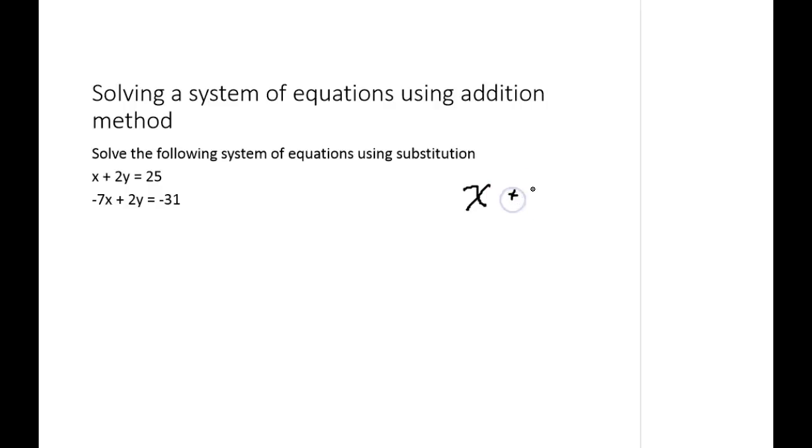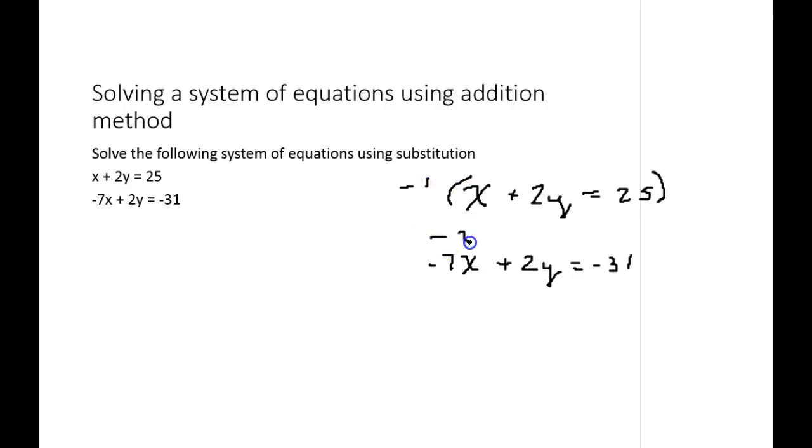x plus 2y equals 25, and -7x plus 2y equals -31. Alright? I'd pay real close attention to this. I'm going to multiply this equation by -1. -1 times x gives me -x. -1 times positive 2y gives me -2y. -1 times positive 25 gives me -25.